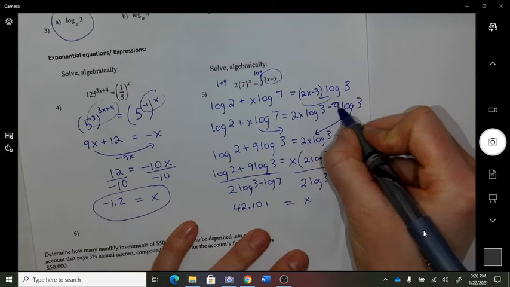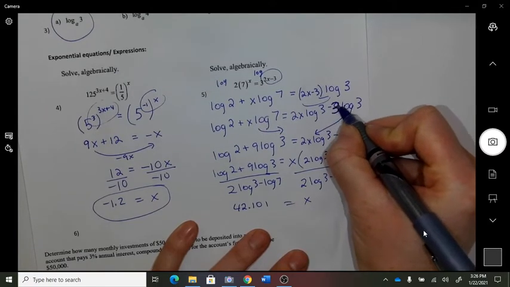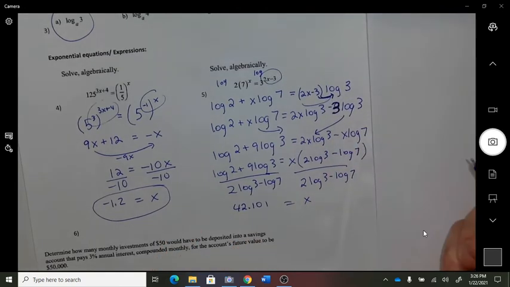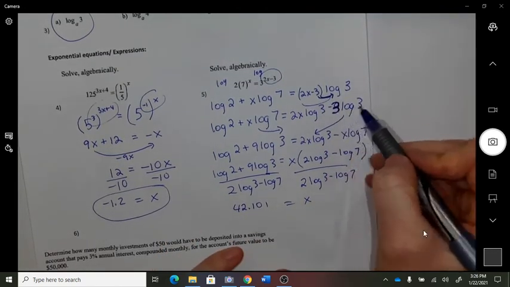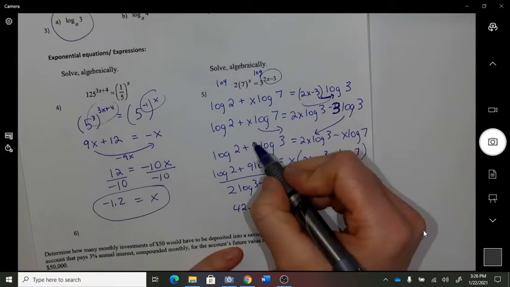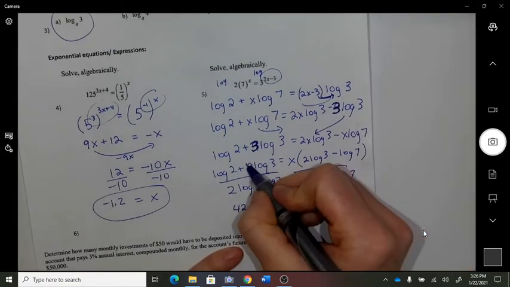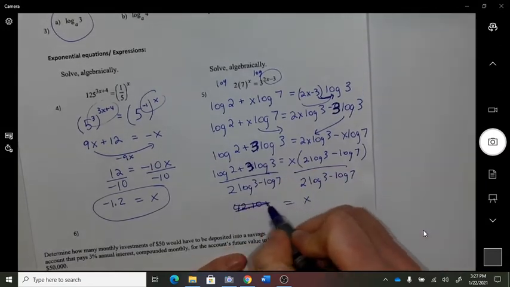This, when I distribute it, where did I get the 9 from here? Okay, so 3 log 3. So now I gotta follow that number. Sorry, people. Follow that. Now I'm gonna retype it.